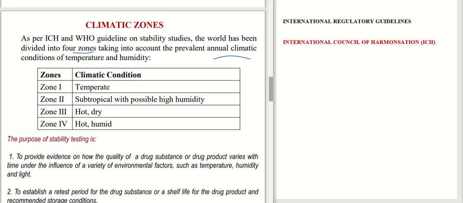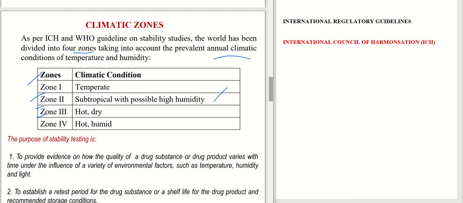Zone 1, temperate zone. Zone 2, subtropical with possible high humidity. Zone 3, hot and dry. Zone 4, hot and humid. So pharmaceutically, if we are in the industry producing new drug molecules or drug substances, we actually speak in terms of zones: Zone 1, Zone 2, Zone 3, and Zone 4.